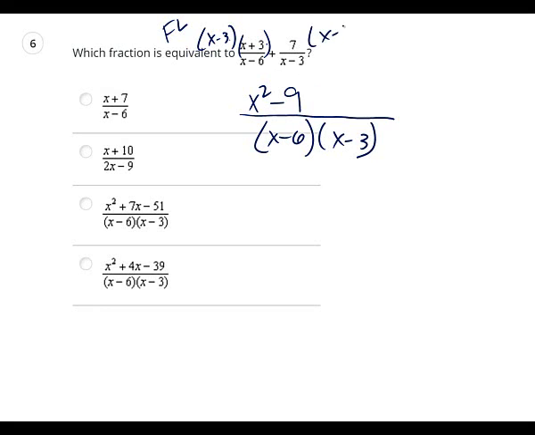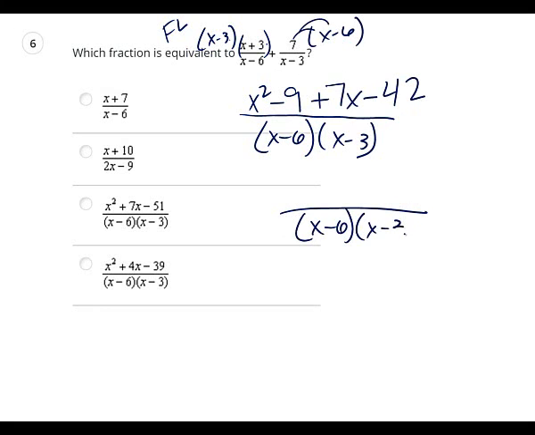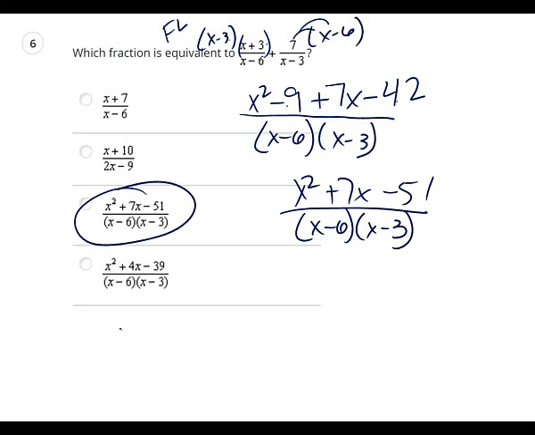x minus 6. So I'm going to do what with the 7? Distribute, what do you get? 7x. Minus 42. Okay. Look at my denominators. It looks like it's got to be one of the last two choices, right? Okay, so I'm going to go x squared plus 7x. What's negative 9 and negative 42? Better be negative 51, because look at the middle, right? It's the only one that had the 7x in the middle.